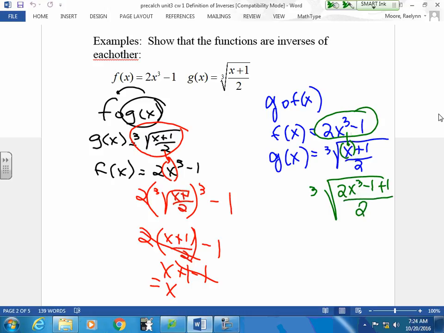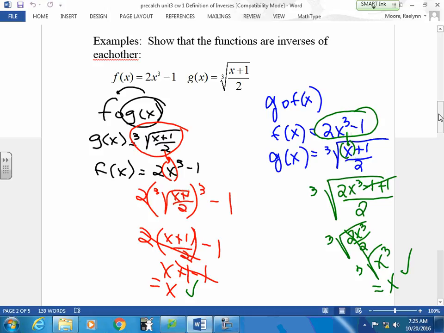So what happens to your 1's? Cancel out. What happens to the 2's? Because it's this. They cancel out. So what's the cube root of x cubed? X. So if these are both equal to x, they are true inverses of each other.